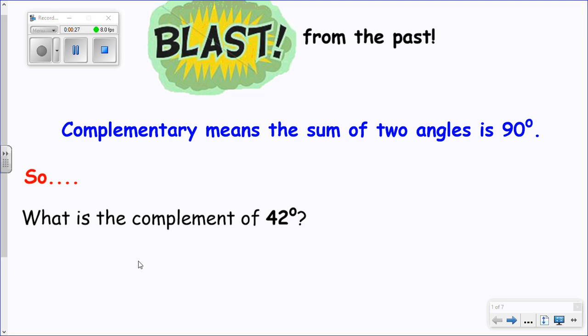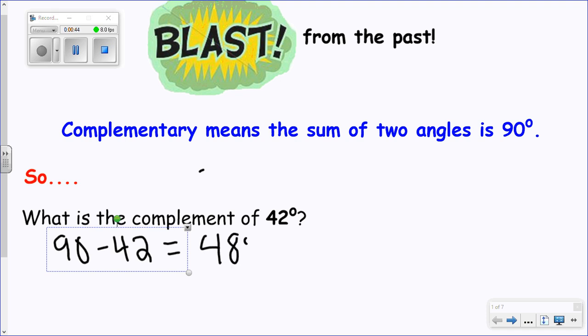What that means is, complement, we know they have to add up to 90. So I can do 90 minus 42 degrees. And what do I get? I get 48 degrees. So that means 48 degrees is the complement of 42 degrees.